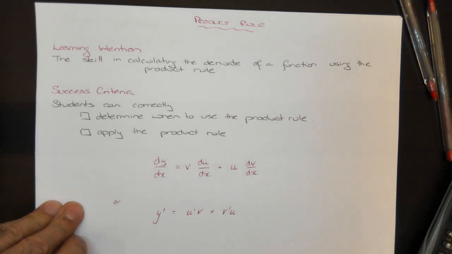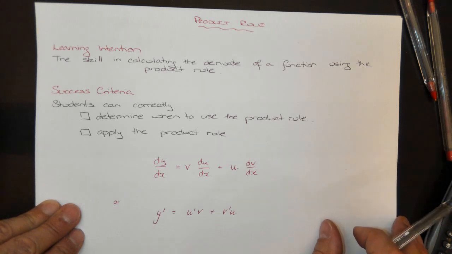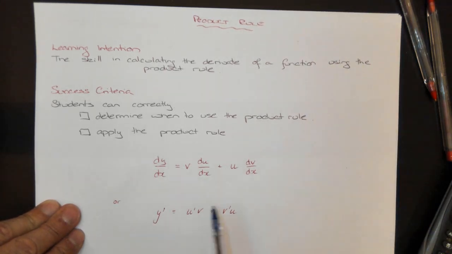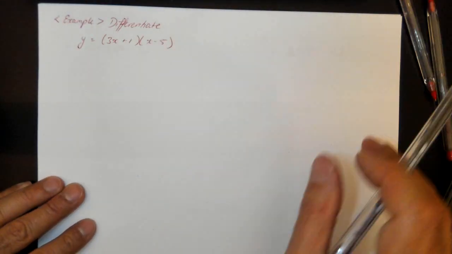So the product rule is dy/dx, or y dash, equals v du/dx plus u dv/dx, or y dash equals u dash v plus v dash u. Okay. So here we go.